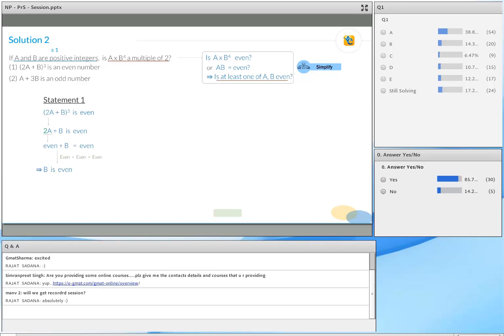2a plus b is even, which means, as we continue to draw our inferences, that from statement one we don't know anything about the even-odd nature of a. All we know is that b is for sure even. But because of how we simplified the question, we could figure out that ab is even. So many of you didn't select choice A as the correct answer. People who selected choices B, C, or E, is this where you faltered, wherein you thought that you needed both a and b?